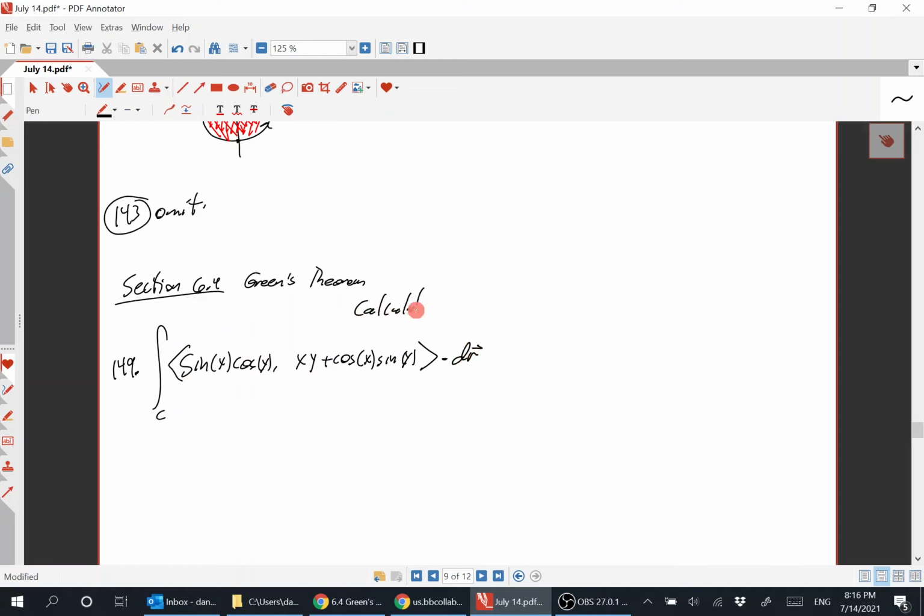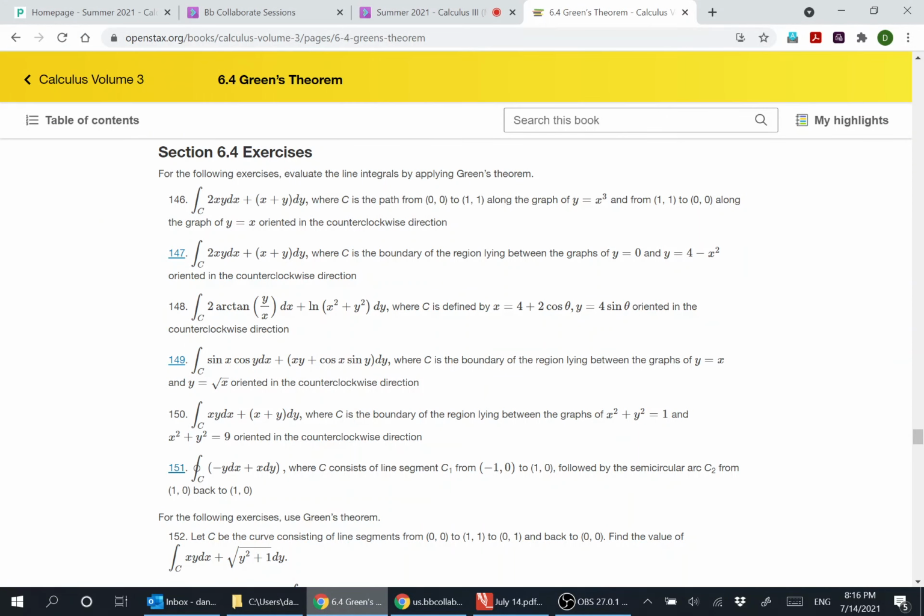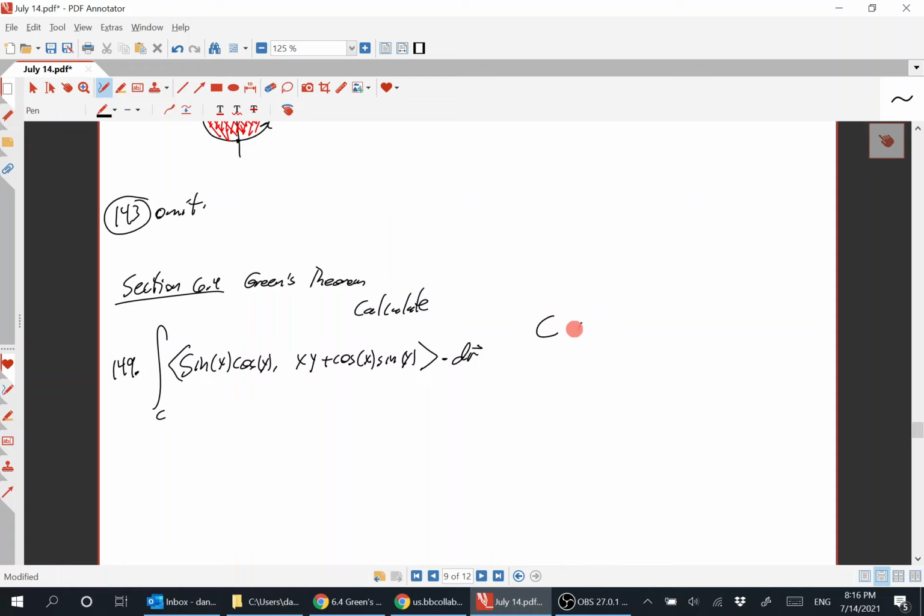All right, so calculate this, where C is the boundary of the region between the line y equals x and y equals square root x. So here's the line y equals x, and here's the curve y equals square root x. And this is the point 1, 1, and this is going in the counterclockwise direction. If it was in the clockwise direction, you just apply Green's theorem and negate it, because if you take the vector line integral along the curve in one direction and want to do it in the other direction, you just negate the answer. So it's no big deal which direction it's in, really.